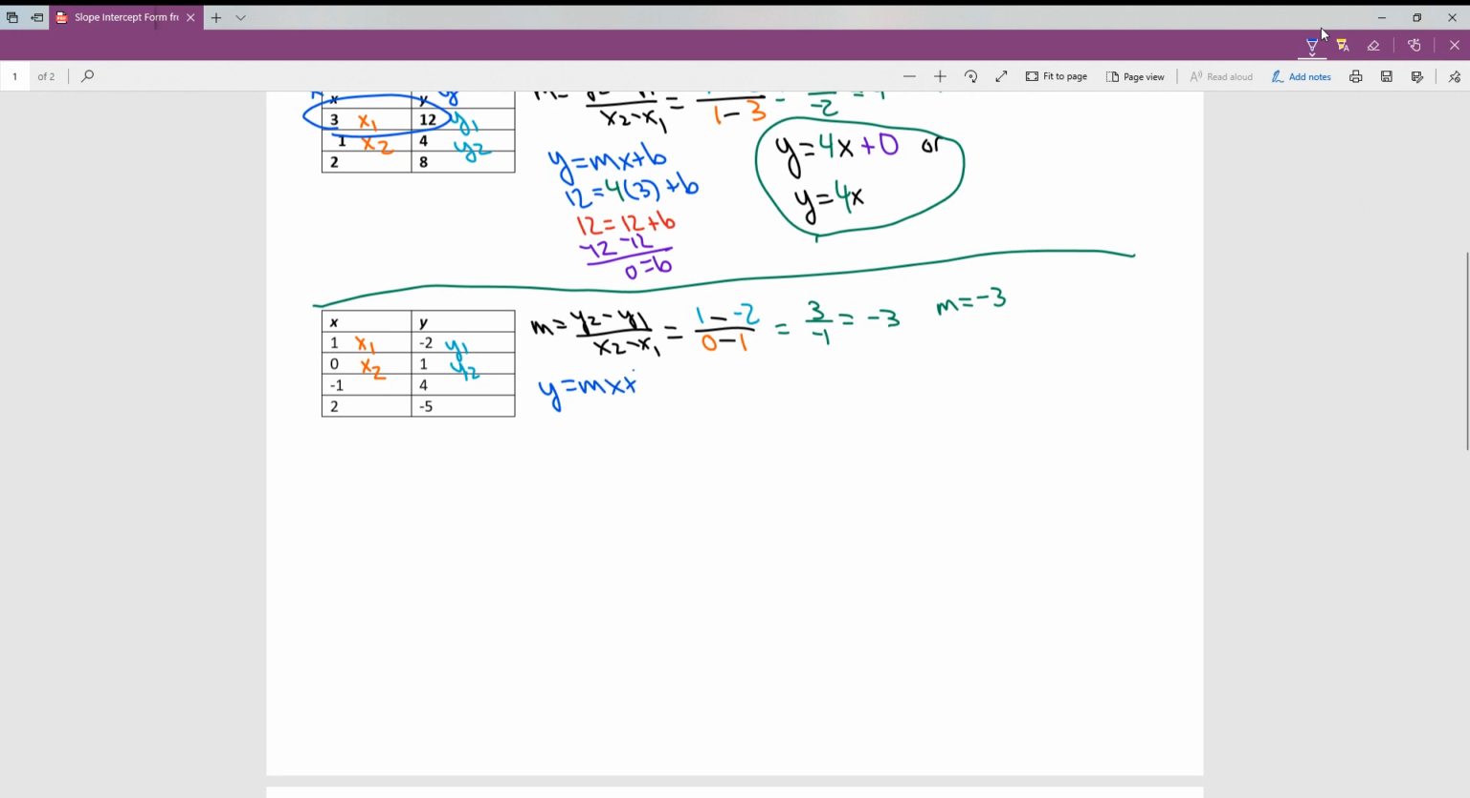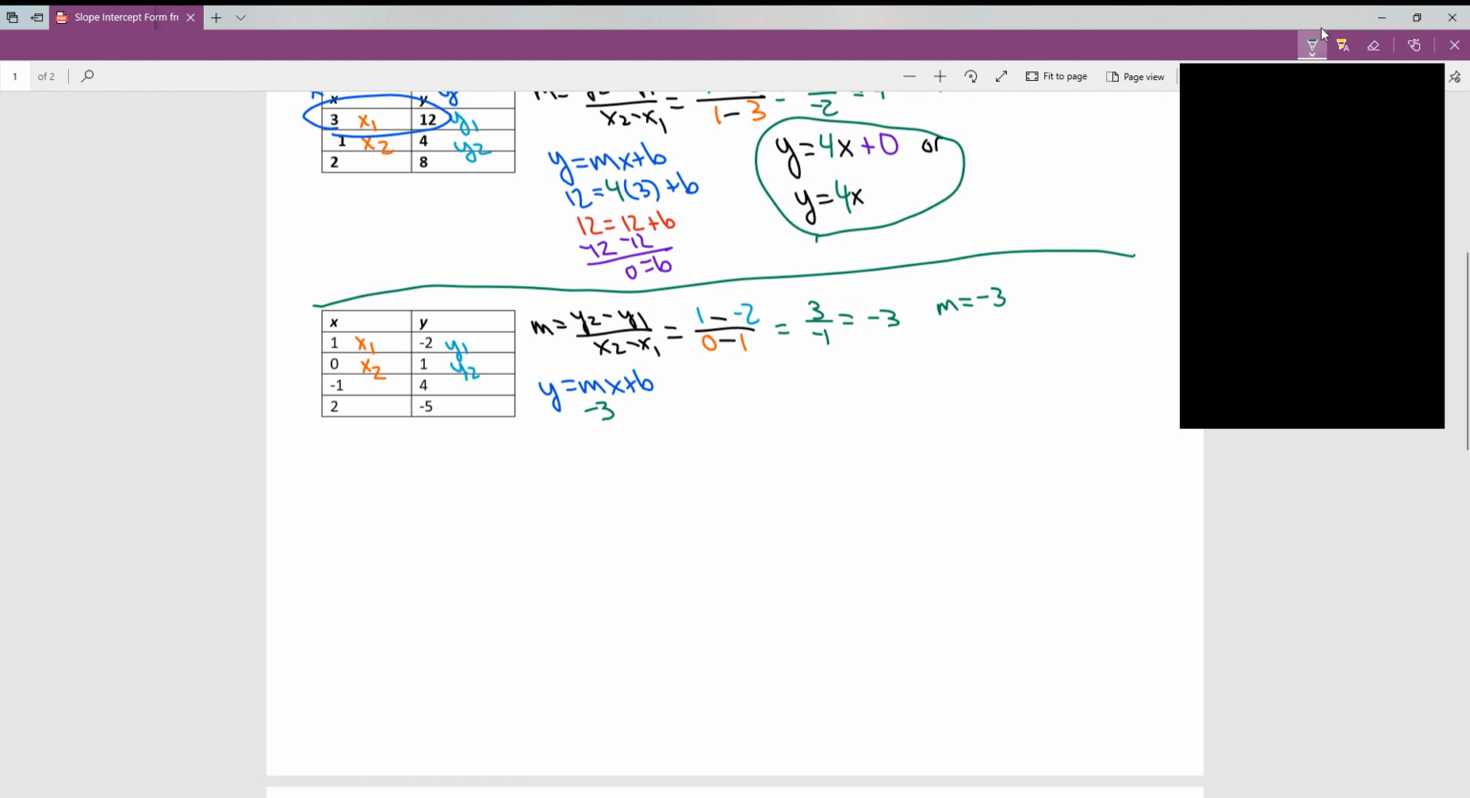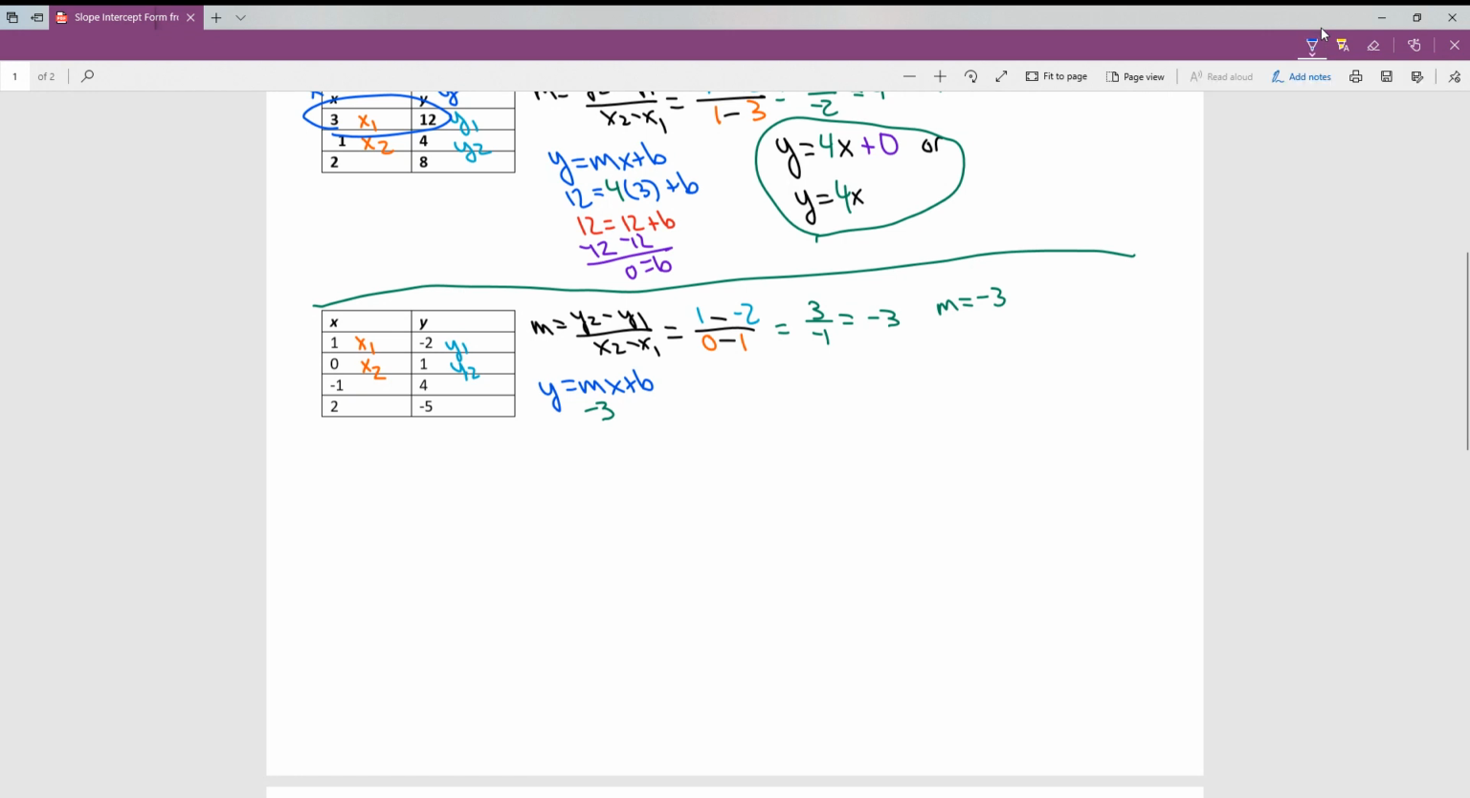Now we need to find b. Good news, we just found m is negative 3, so I'm going to put that where m goes. For x and y, pick any 2 points. Let's just pick the first point. So my x value of the first point is 1. The y value of the first point is negative 2. So negative 2 goes in for y. 1 goes in for x plus b. Negative 3 times 1 is negative 3. Now we can solve. Add 3 to both sides. I get b equals positive 1.